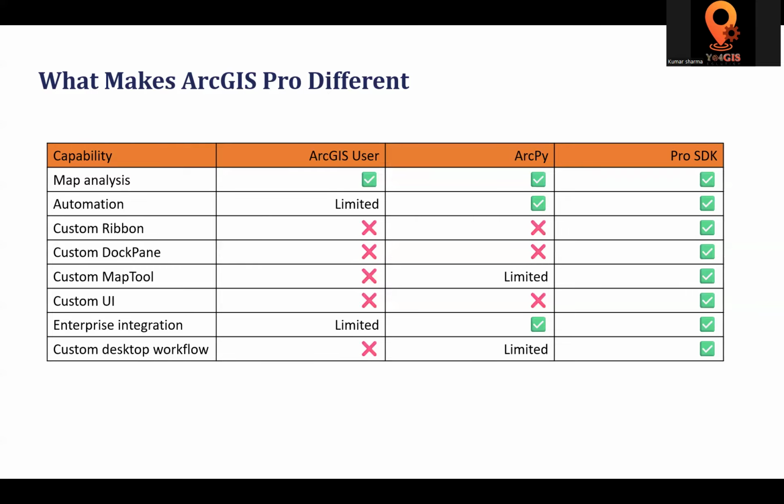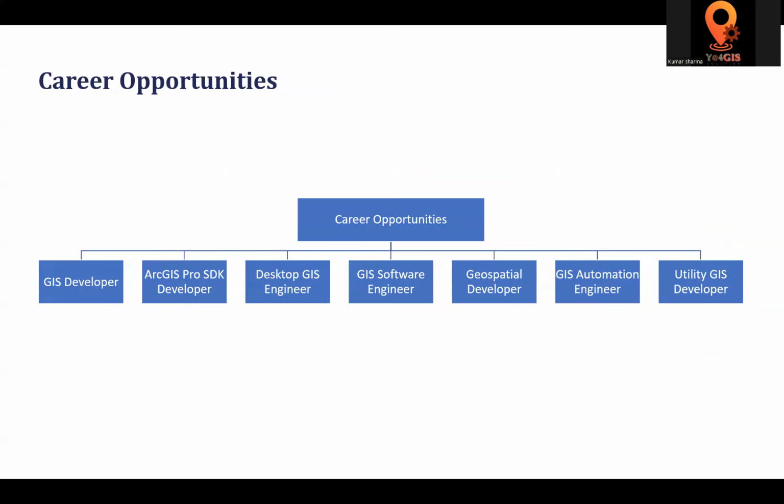if we learn the ArcGIS Pro .NET SDK, we have 100% of the options. We are going to cover 100% of things in the ArcGIS Pro .NET SDK. So it means the ArcGIS Pro .NET SDK provides many features, so we can learn it and implement it in our organization. What are the career opportunities we have in the ArcGIS Pro .NET SDK?